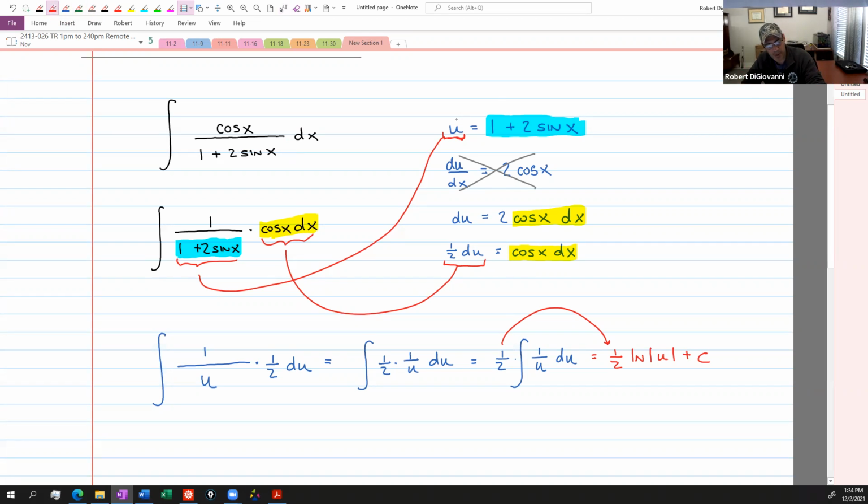So all you do is just replace u, right? This was u right here, right? So just replace it. 1/2 natural log of 1 plus 2 sine x, plus c. Box it up. Hey, take the derivative if you want to check it. I won't though.